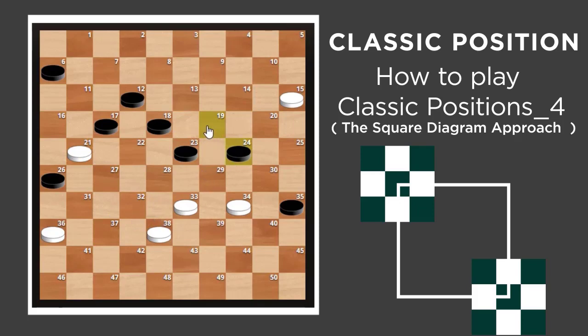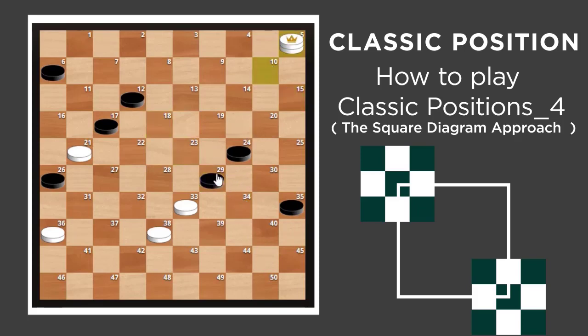And then black played 19-24. Then white will have to respond to this move by playing 15-10. Black will also respond to this move by playing 23-29 to remove the piece at 34 so that the piece at 35 can move to king.